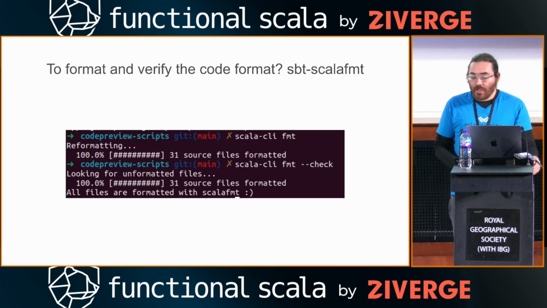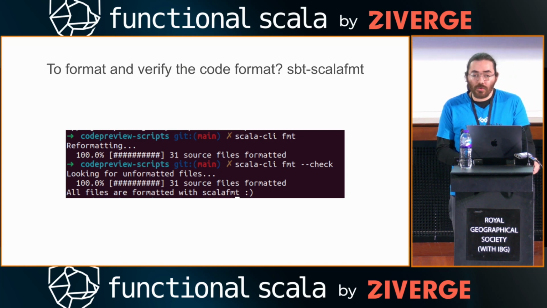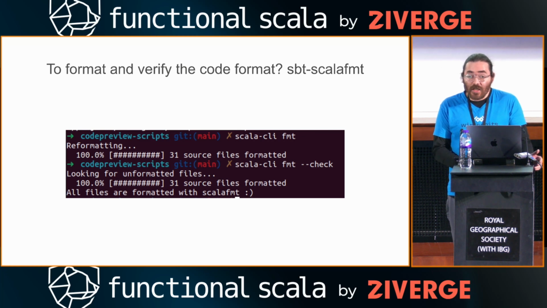And also in the Scala world, we commonly use the sbt-scalafmt plugin in sbt in order to format the source code and verify that the source code is formatted accordingly when executing a CI step. Surprisingly, Scala-CLI already thought about this and included the fmt command that is integrated with Scalafmt. That's it.